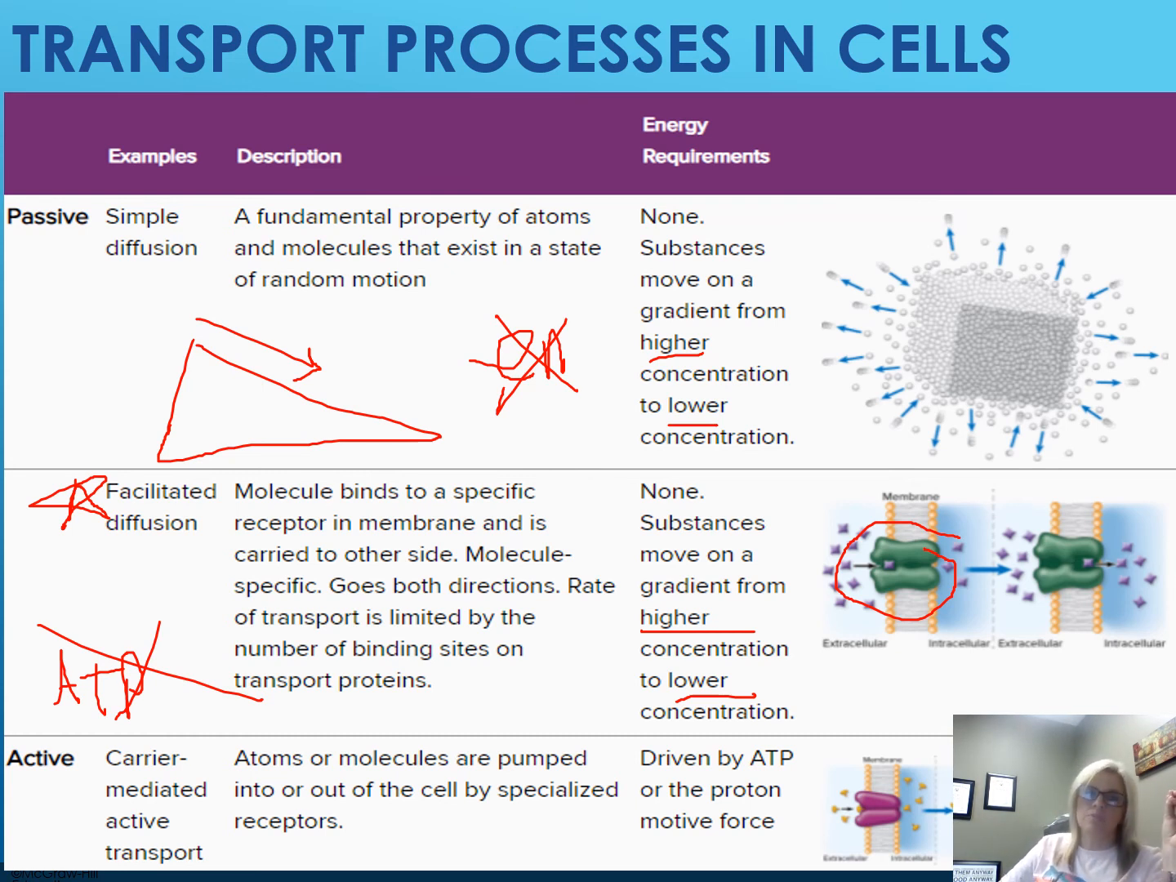So simple diffusion goes on its own from high to low without the input of any energy. Osmosis is diffusion of water from high to low without the input of any energy. And facilitated diffusion, you do have a carrier protein.